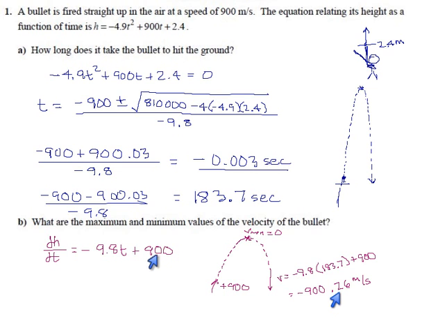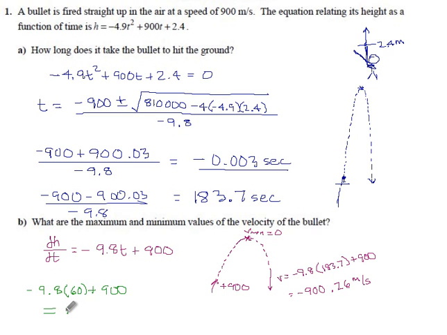And question C, which I scrolled off the screen. But what it says is, what is the velocity of the bullet after 60 seconds? Well, this formula works for the velocity anytime, except negative times when it gets confused. So minus 9.8 times 60 plus 900 equals, grabbing calculator, plus 900.